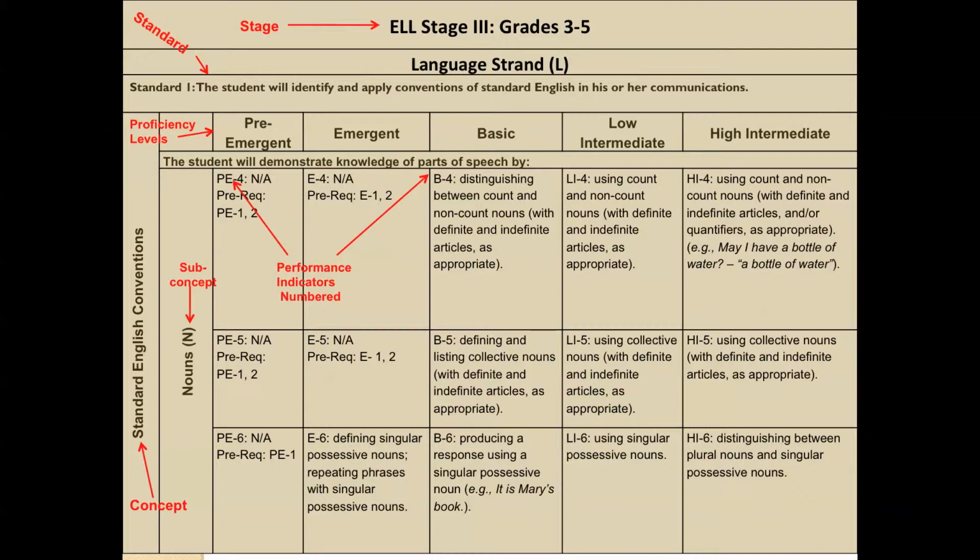There are also sub-concepts in the language strand. Underneath each proficiency level, you will see a code that can be used for lesson planning purposes. It is recommended that teachers teach to the intermediate level and scaffold back depending on the student's identified proficiency level.